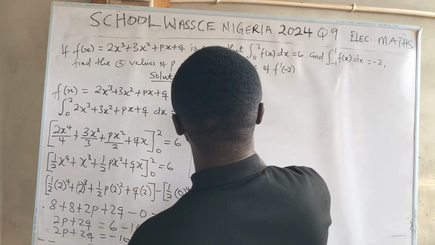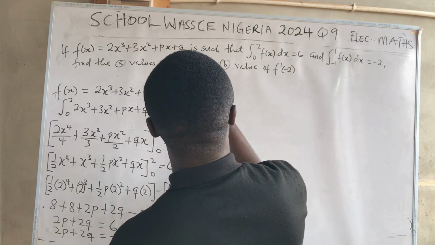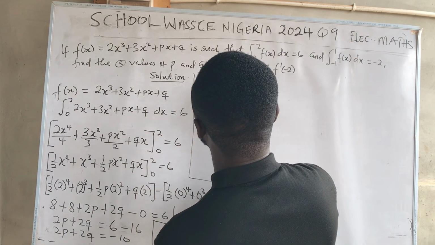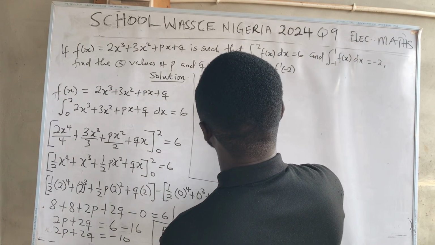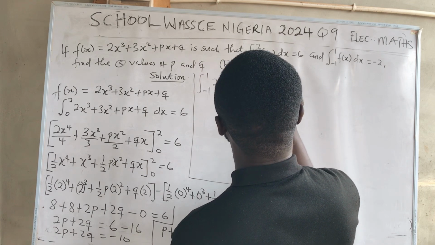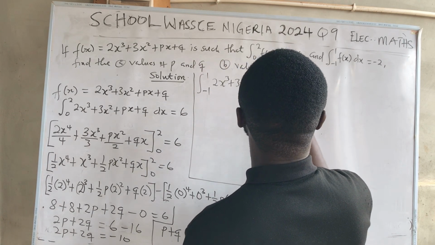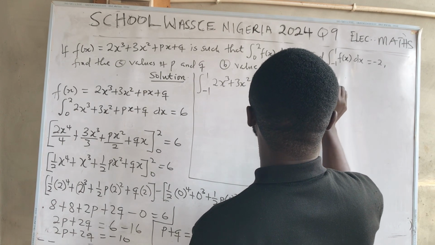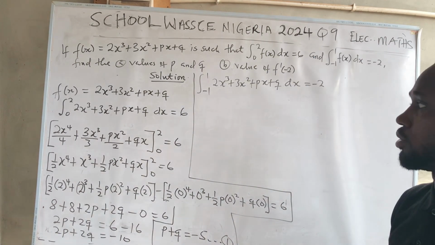Integral from negative 1 to 1 of f of x. What is f of x? 2x cubed plus 3x squared plus px plus q, dx, to be equal to negative 2. All right, so we have this.